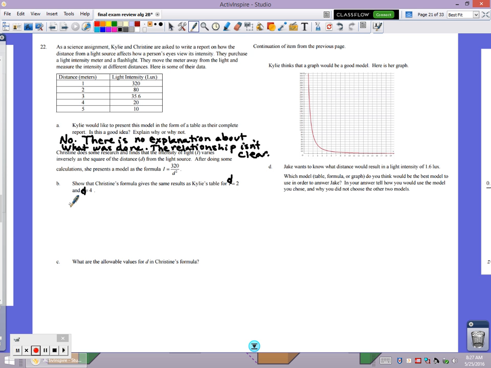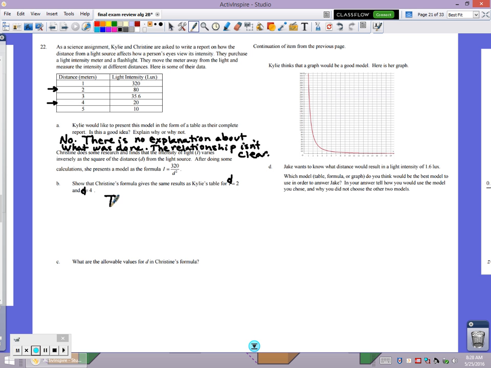So we know when the distance was 2, the lux was 80. And when the distance is 4, the lux is 20. So we want to make sure that if we plug those data points in, we'll get the exact same values as the table. Okay, so let's go ahead and plug it in.